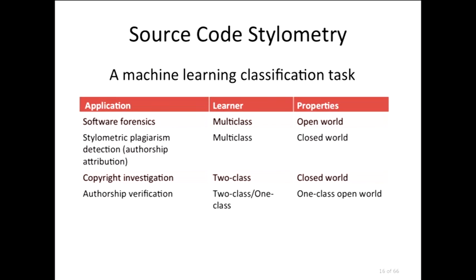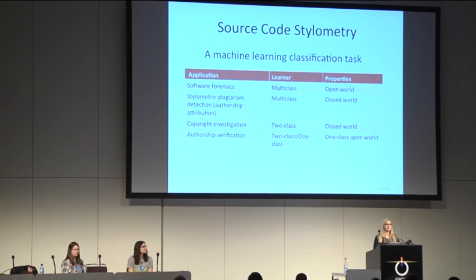4 main experimental settings. In the first one, we can think of software forensics, and here we have multiple authors, which corresponds to a multi-class learner, and this is in an open world setting, which means that we don't know the suspect set. In the regular case of authorship attribution, which we can also call stylometric plagiarism detection, we have the multi-class case with multiple authors, and we know the suspect set here. So it's a closed world machine learning problem.